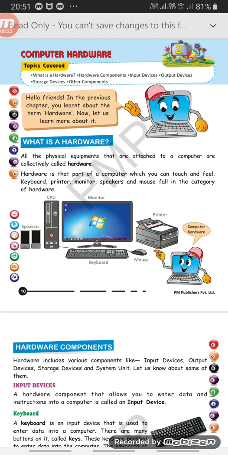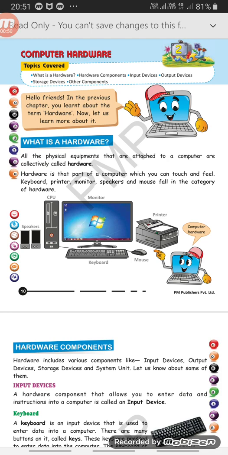Now, first question is, what is hardware? All the physical components of a computer which we can touch and feel. Okay, we studied this in class 2 also. There are physical components which we can touch and feel. Example, keyboard, printer, monitor, speaker and mouse. Okay, so we can on any time hold this, right?